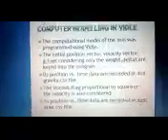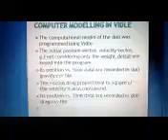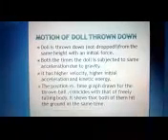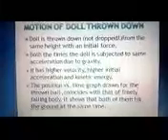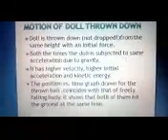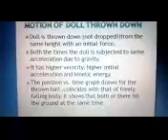Now consider the motion of a doll when it is thrown down. The doll is thrown down, not just dropped, from the same height with an initial force. Both times, the doll is subjected to the same acceleration due to gravity.